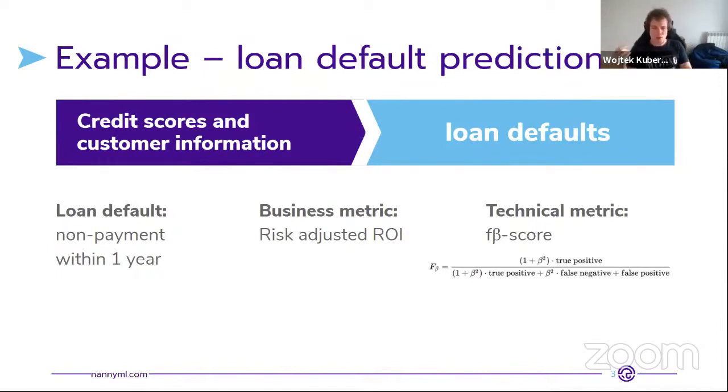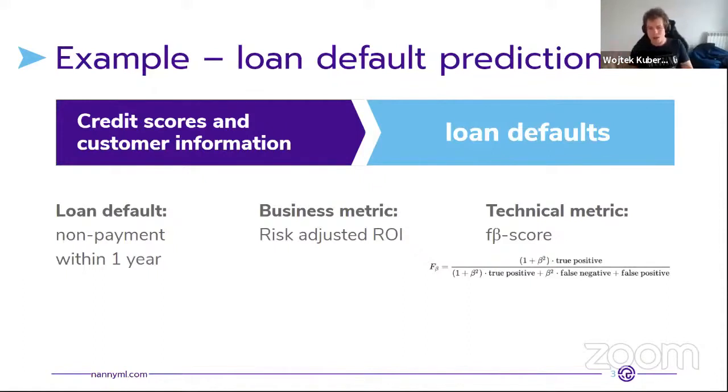And that way we can approve or disapprove a loan. We're going to define the loan default as non-payment within 1 year. So it's not known immediately. We still need to wait 1 year to really see whether this person is going to default or not.